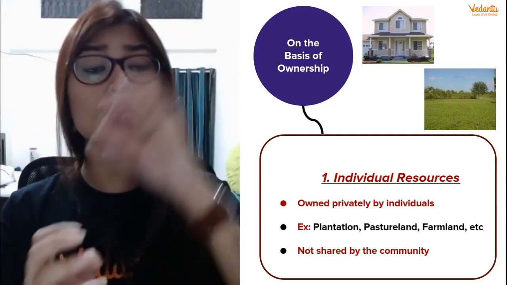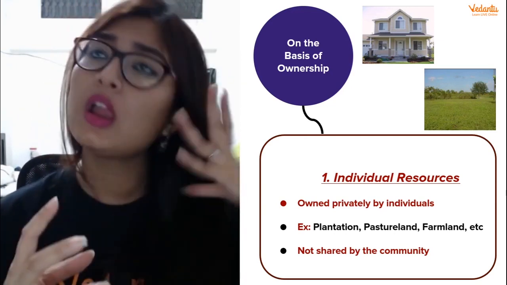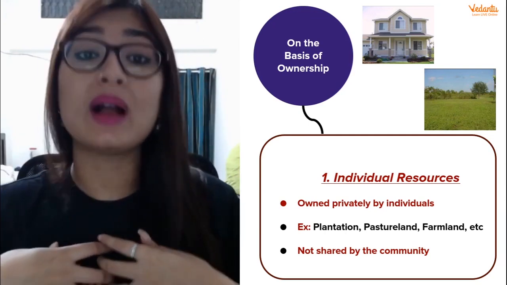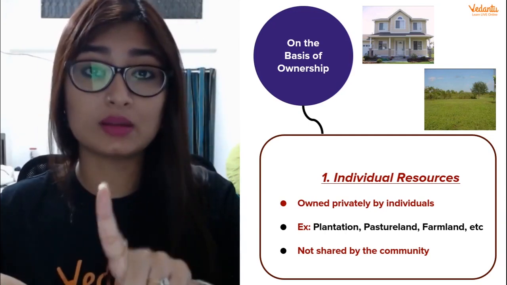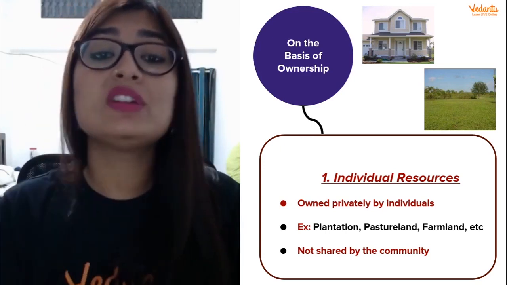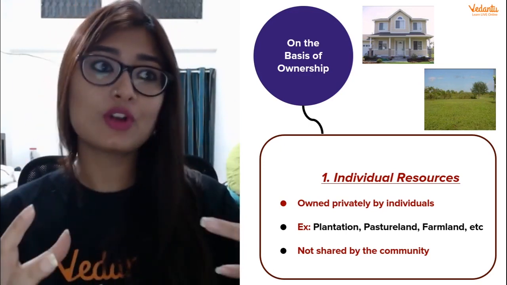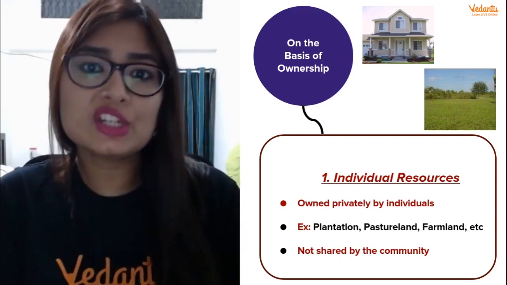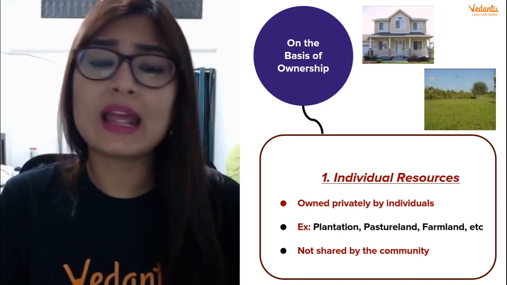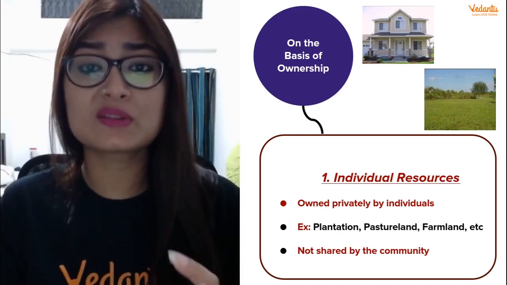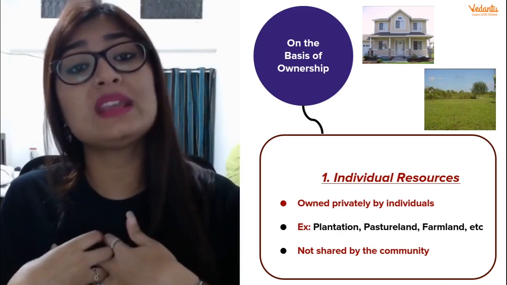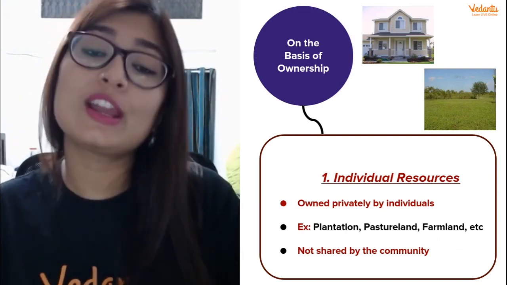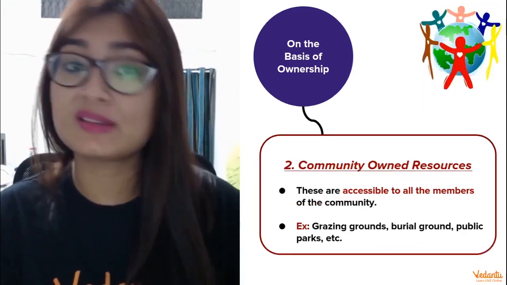So what do we mean by individual resources? As the name suggests, resources which are owned privately by a sole person are known as individual resources. There are a lot of resources which a person owns, like you would own, like I own. For example, it could be plantation, farmland, pasture land, anything. Such natural resources which I have bought and which now belong to me as an individual. It's not shared by a group of people. Such resources are known as individual resources.